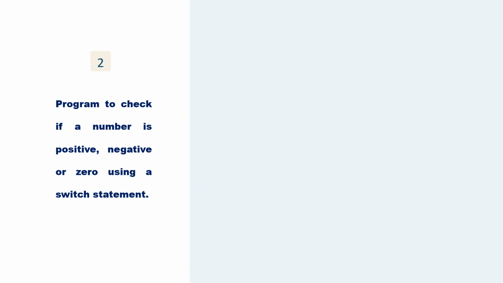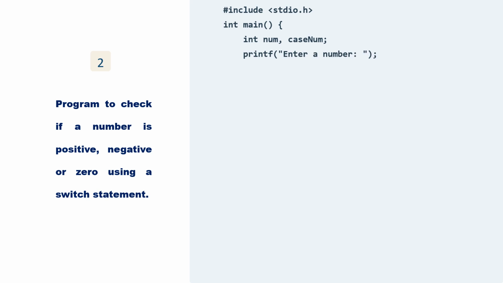Now let's write the program to check if a number is positive, negative, or 0 using a switch statement. #include <stdio.h>, int main. Two integer variables are declared: num for storing the user input and casenum for storing the result of the condition used in the switch. Prompt the user to enter a number.